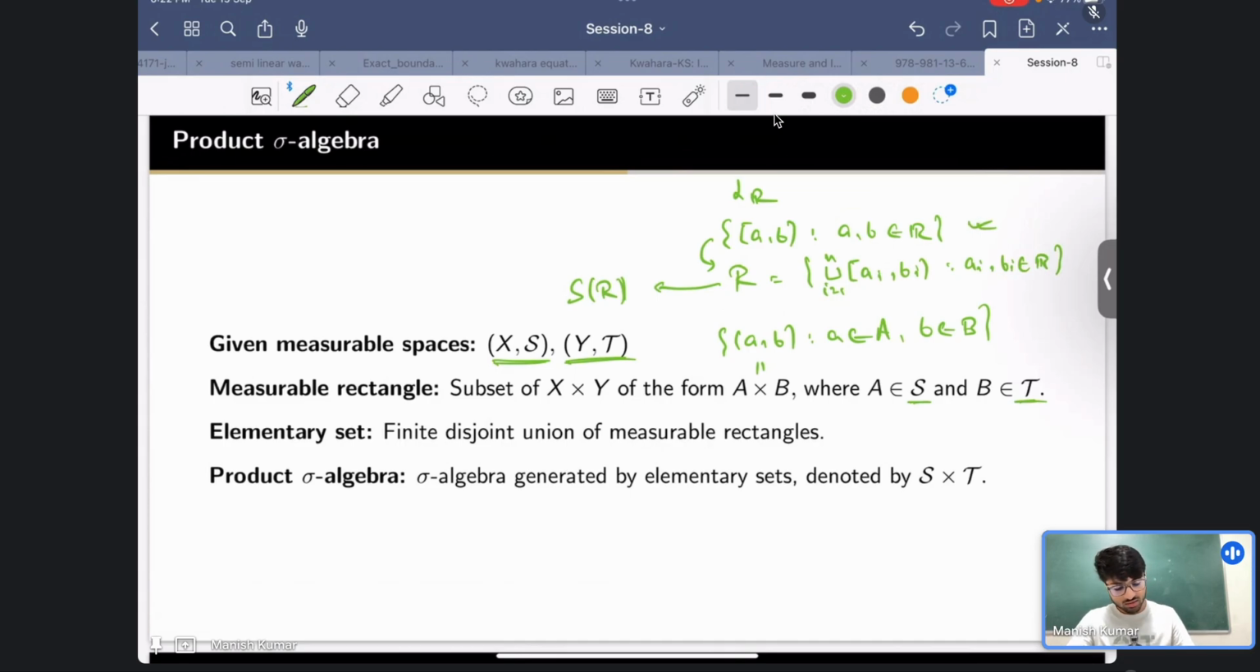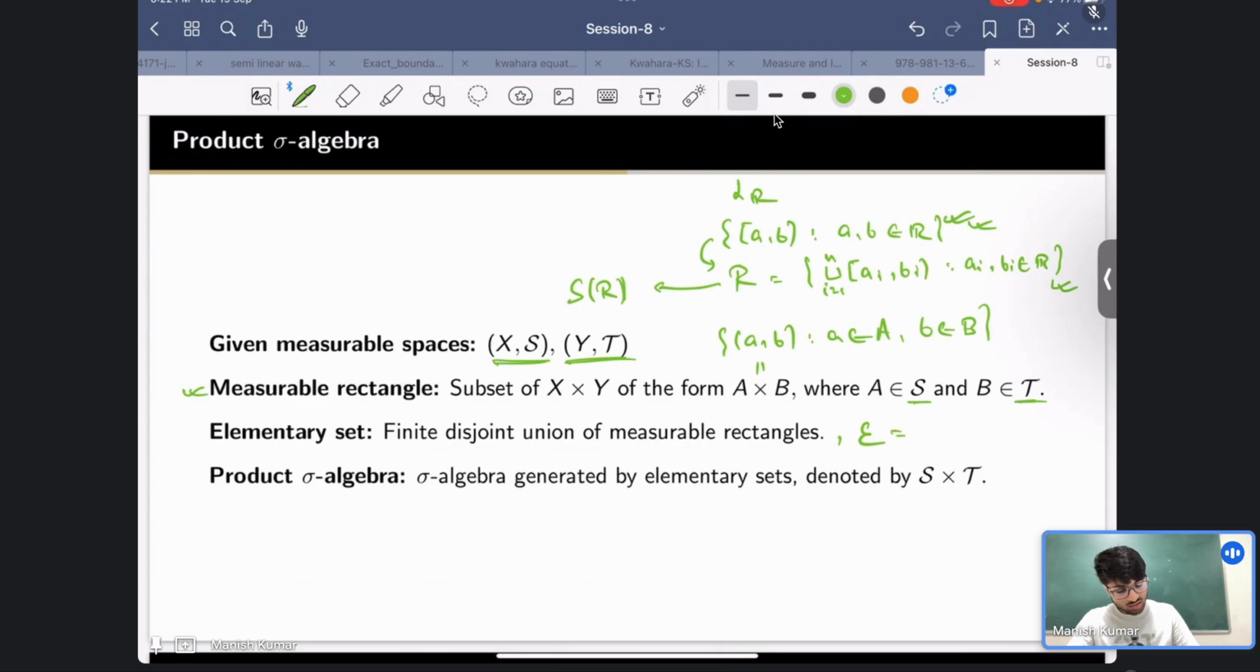In a similar fashion, we are starting with this measurable rectangle which is analogous to this one. Okay, and then we consider this finite disjoint union of measurable rectangles, which is nothing but analogous to this R, and then we define this product sigma algebra, which is the sigma algebra generated by these elementary sets. Okay, so suppose I name this collection as E.